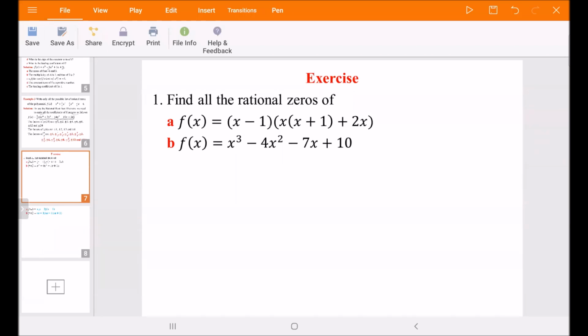f of x is given as x minus 1 times x times x plus 1 plus 2x. So you should focus on factorizing this polynomial which is given inside this bracket. So you will have two rational zeros. One of them is x minus 3. What is the other zero? Please focus on the expression inside the second bracket, x times x plus 1 plus 2x. First simplify, then factorize.